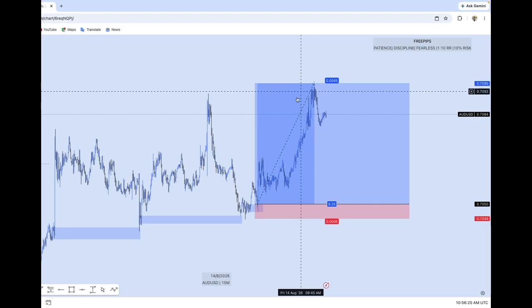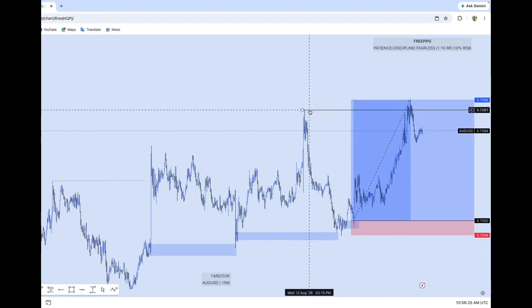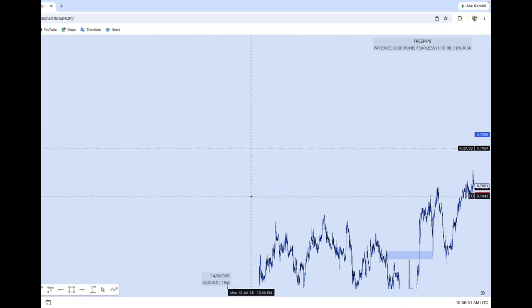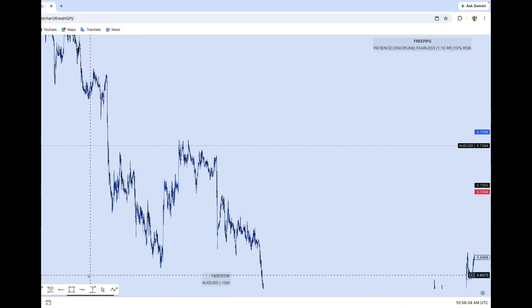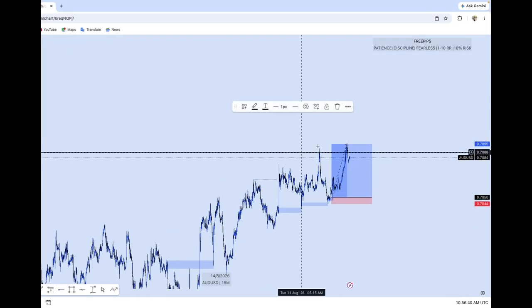Now, why did I target this level? Because the nearest drawn liquidity was this high. Price was supposed to take it out, right? So that was how come I targeted that high, and when price got there, it smashed us at full TP. So that is it on AUD USD.